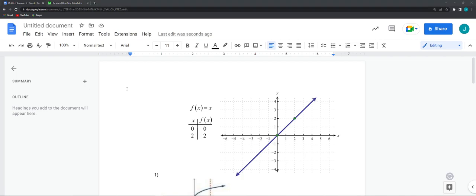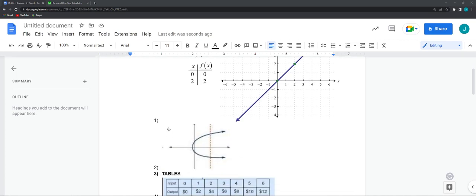So first, we see that this is a function, right? For every input, there's only one output. So if we input 1, our output's 1. If we input 2, our output's 2. If we input 3, our output's 3, 4, 4.